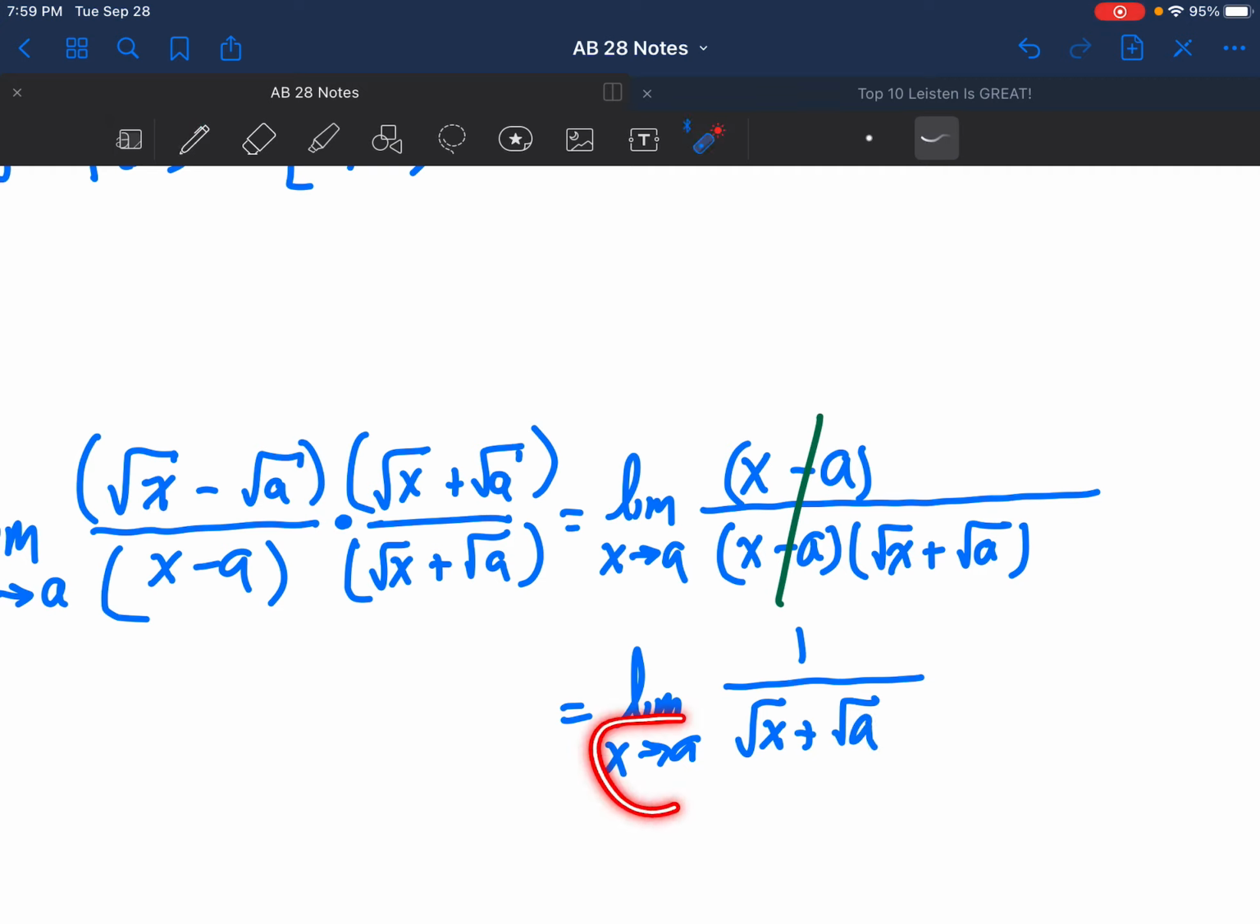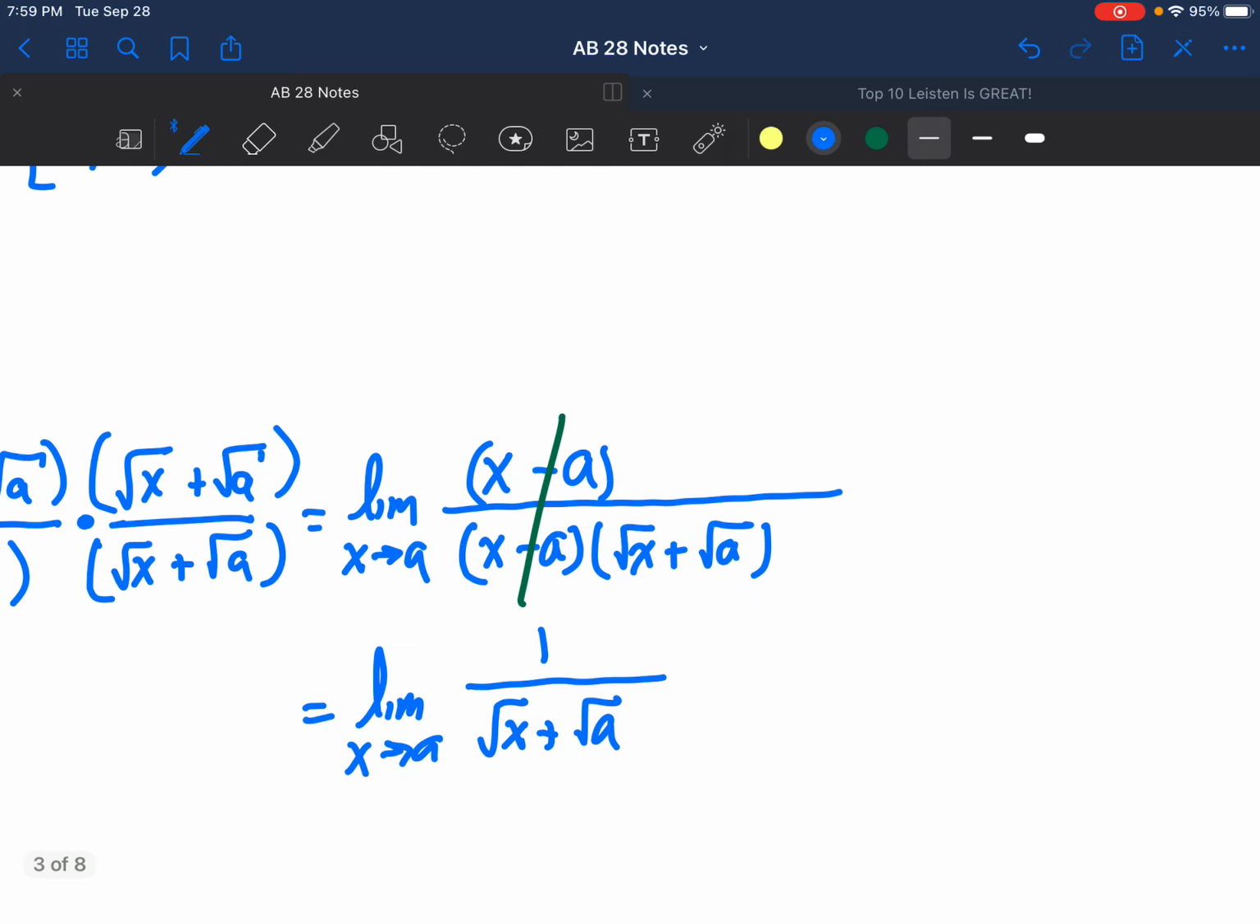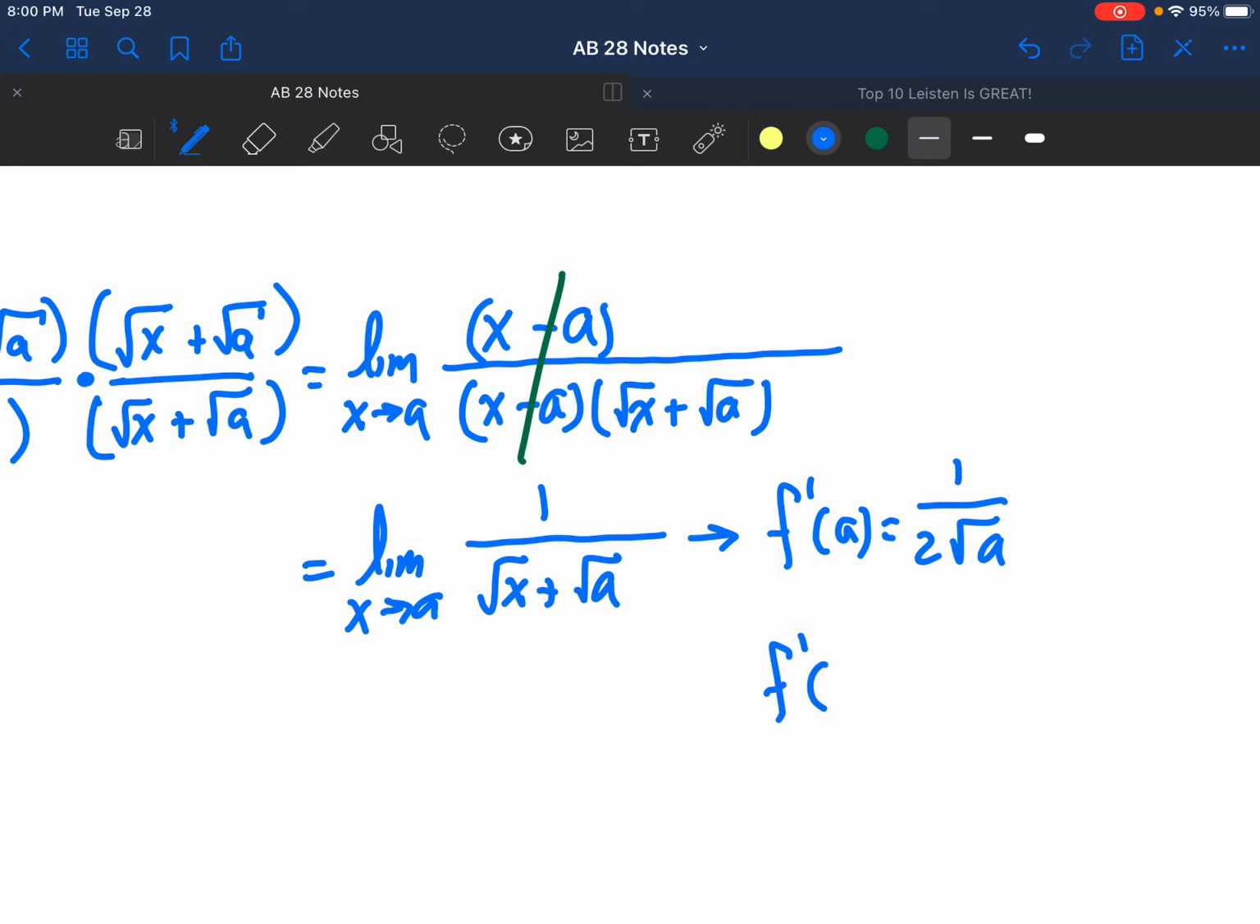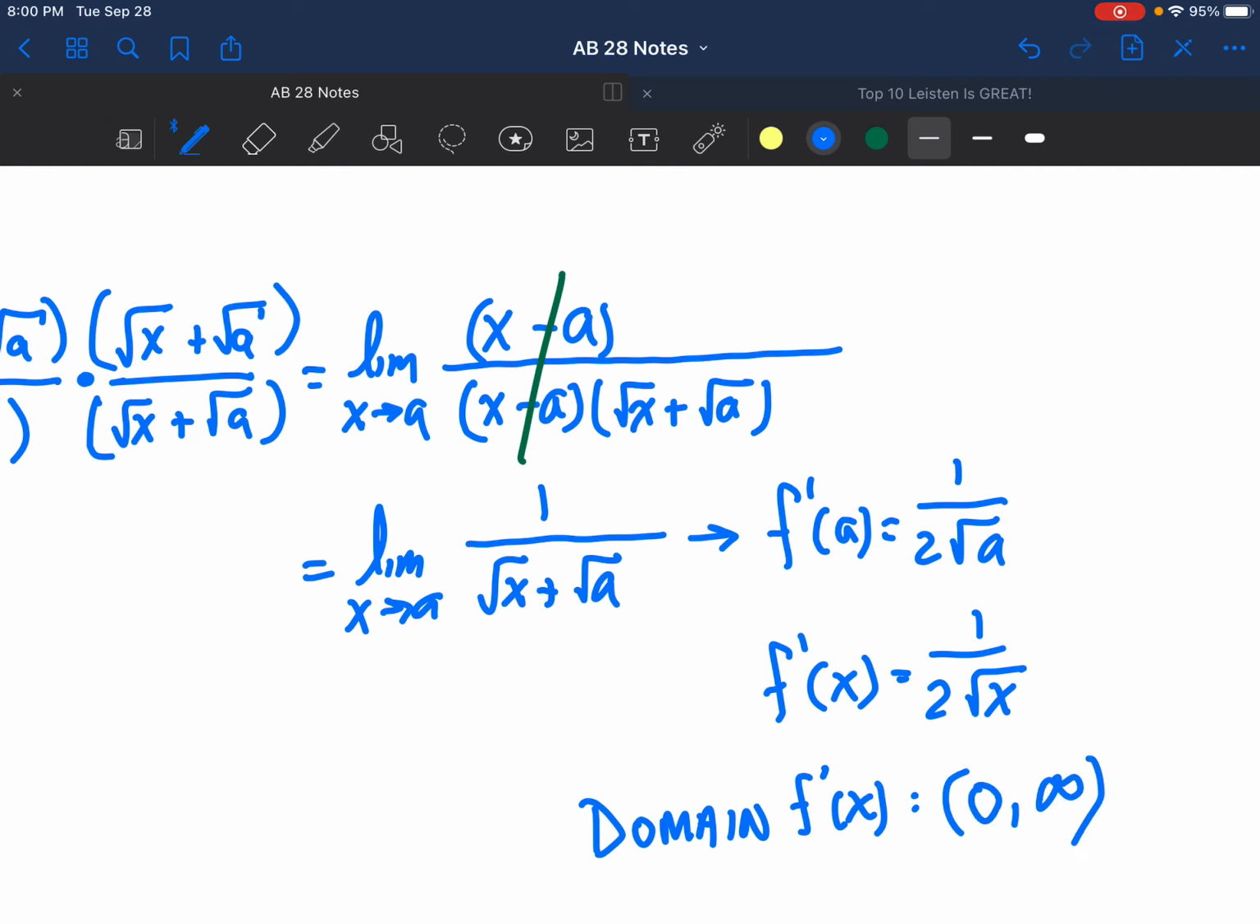And when I apply that limit, that's going to give us f prime of a equals 1 over 2 root a, which, substituting back for our function f of x, is 1 over 2 root x. Okay, now the domain of that, the domain of f prime of x, we still have that square root, but we can no longer be equal to 0. We no longer include 0 because then we would be dividing by 0.